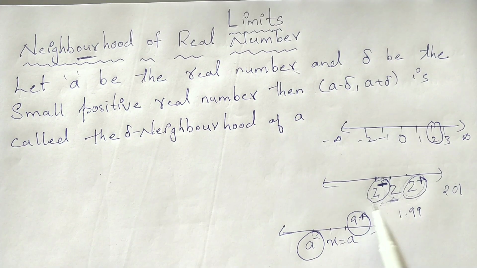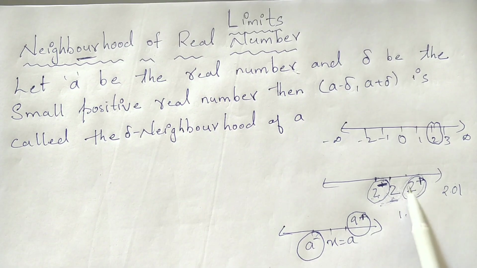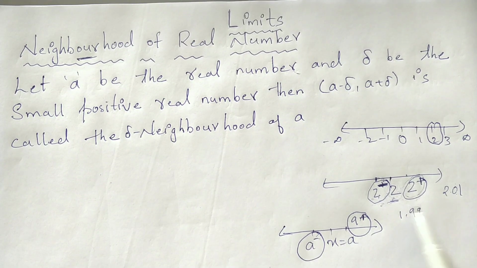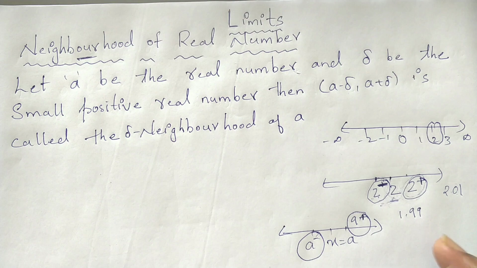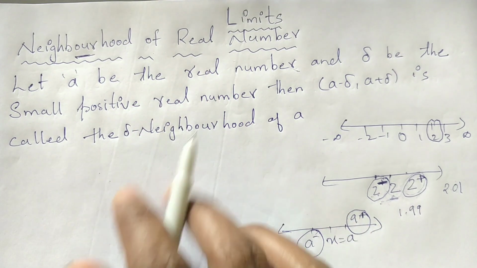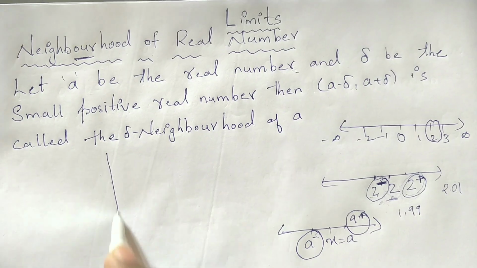Okay, so we have to understand this. The left neighborhood is slightly lesser than the 2 and the right neighborhood is slightly larger than the 2. Okay, so this is about the neighborhood definition in mathematics. Now, what this actual definition means, let us study with the use of a graph.